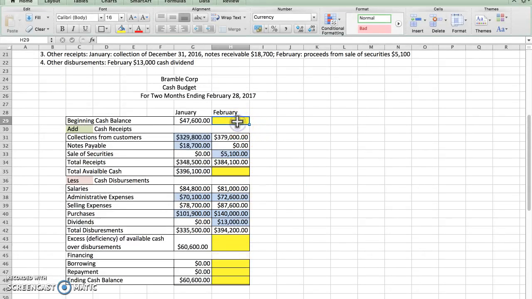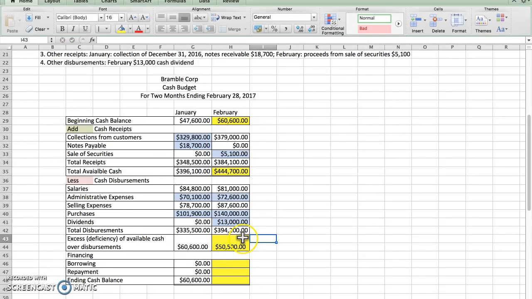So into February, we put our $60,600. And we are going to add that to our available cash, which is going to give us $444,700. So we already have all of our disbursements put in here and totaled, and excess over disbursements comes out to $50,500.